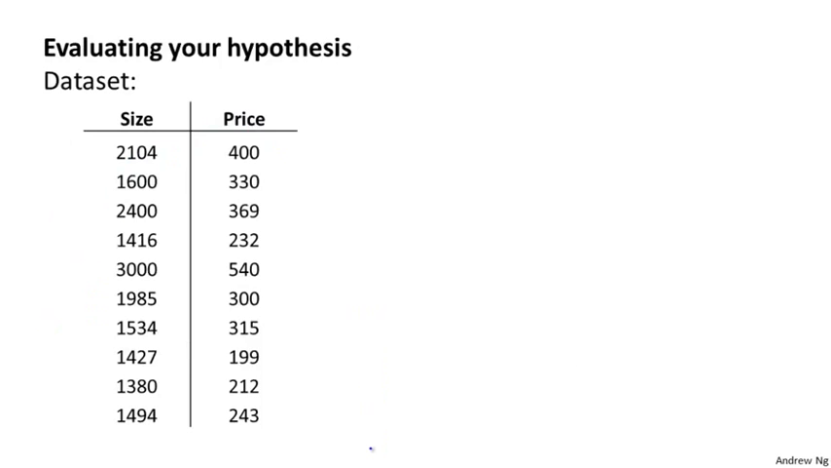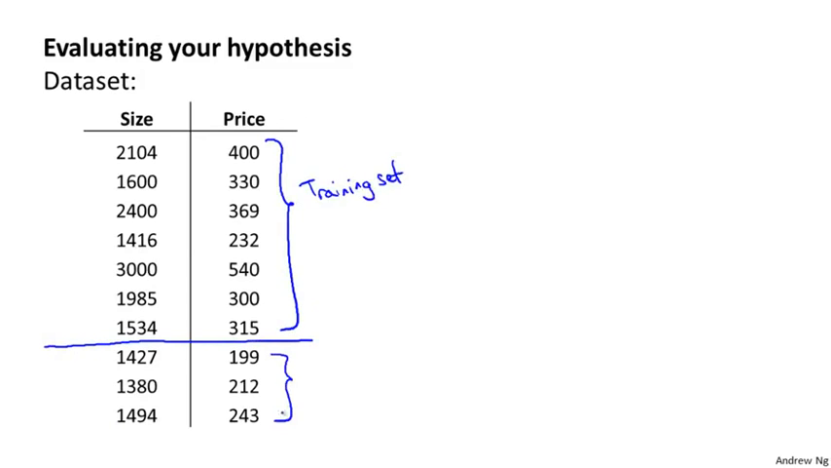The standard way to evaluate a learned hypothesis is as follows. Suppose we have a data set like this. Here I've just shown 10 training examples, but of course usually we may have dozens or hundreds or maybe thousands of training examples. In order to make sure we can evaluate our hypothesis, what we're going to do is split the data we have into two portions. The first portion is going to be our usual training set, and the second portion is going to be our test set.